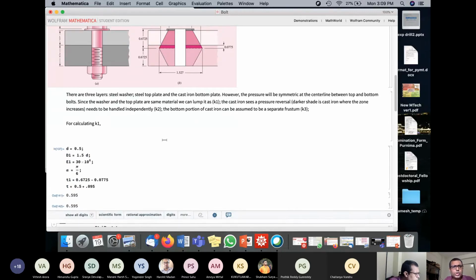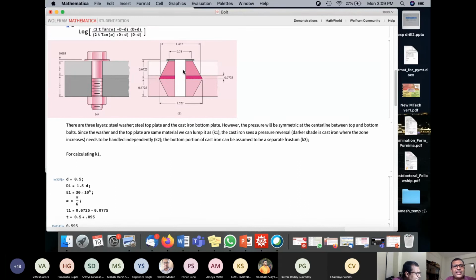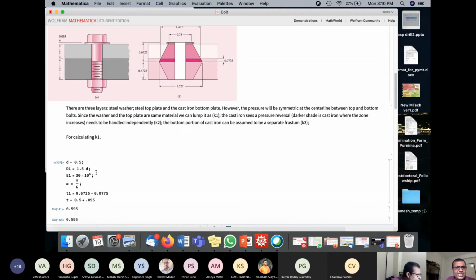So the first layer: the diameter starts from here. The bolt head is basically, if you see DW, the entire diameter there will be 1.5 times the diameter of the bolt. That's the initial size of the pressure. The bolt head is putting pressure right here. So D1 is 1.5 D. E1 is steel. This is the steel modulus.